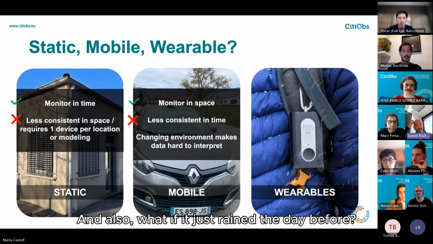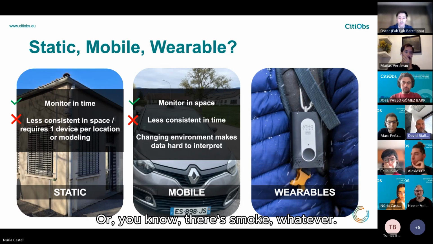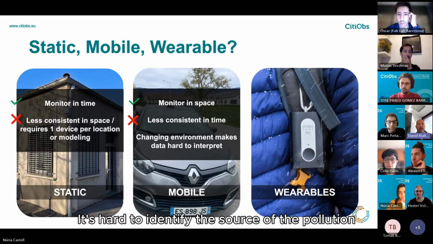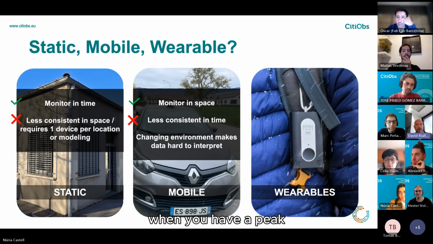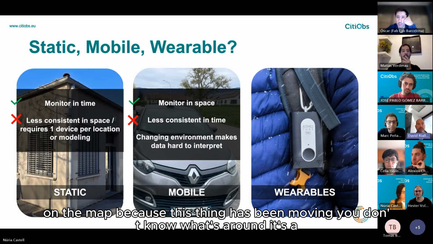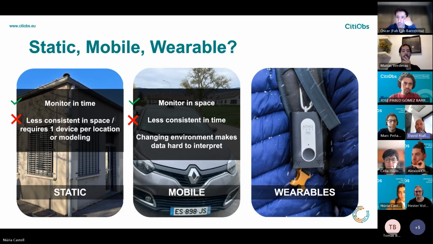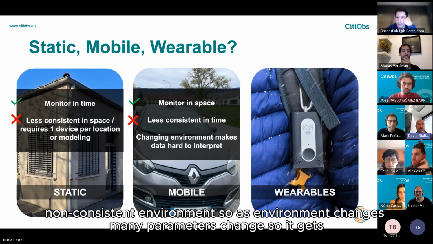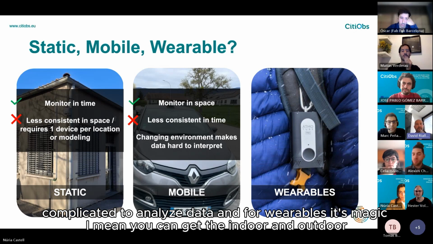And also, what if it just rained the day before, or there's smoke, whatever? It's hard to identify the source of the pollution when you have a peak on the map, because the sensor has been moving. You don't know what's around. It's a non-consistent environment. As the environment changes, many parameters change, so it gets complicated to analyze data. And for wearables, it's magic.